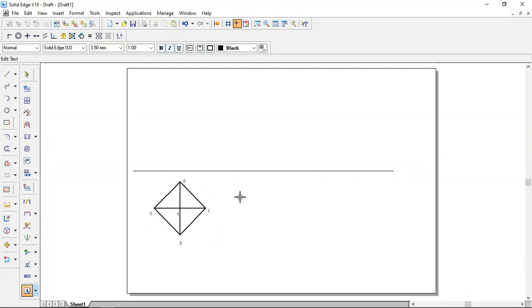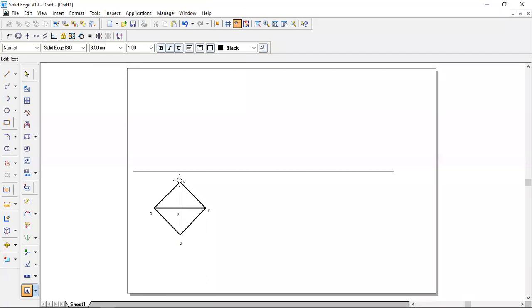Whereas in the case of prisms, you get A, A1, B, B1, C, C1, D, D1, because there are two bases. But here there is an apex. From the apex, OA is one slant edge, OB is one slant edge, OC is a slant edge, and OD is a slant edge. So there will be four slant edges in a pyramid.